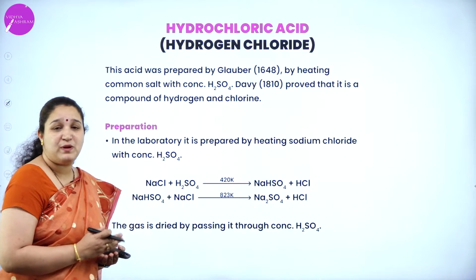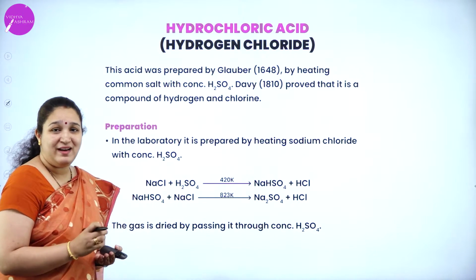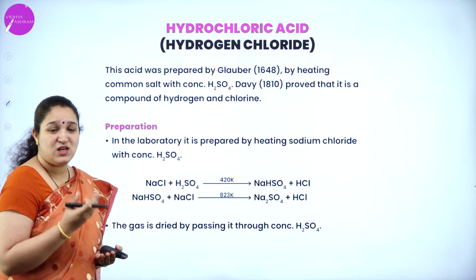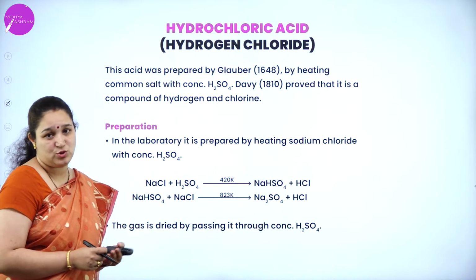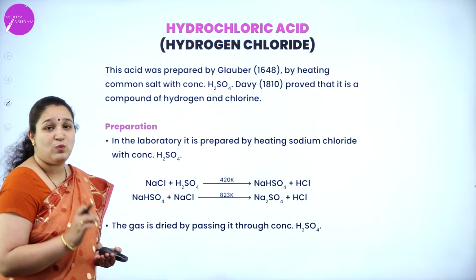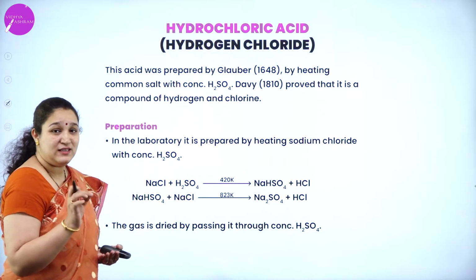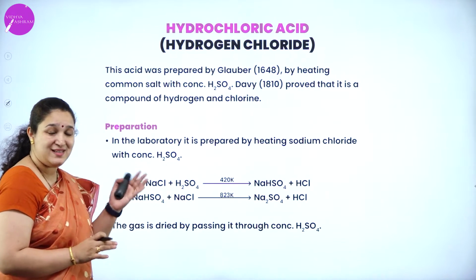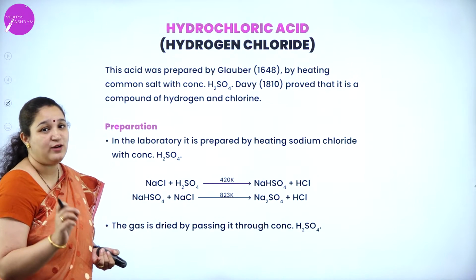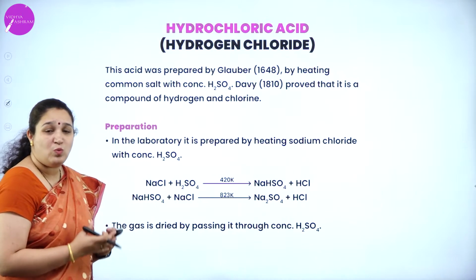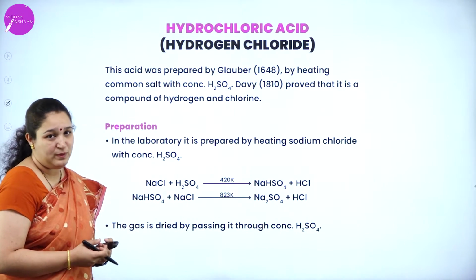HCl was first prepared by Glauber by treating sodium chloride, that is the common salt, with concentrated H2SO4. Davy was the one who proved that the gas produced in this reaction is made up of hydrogen and chlorine. So, what is the laboratory method of preparation?